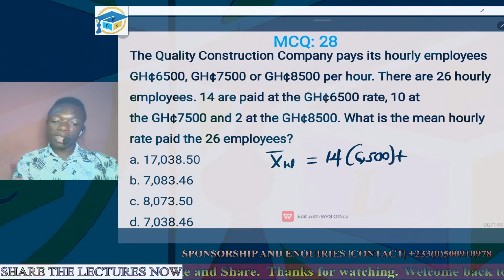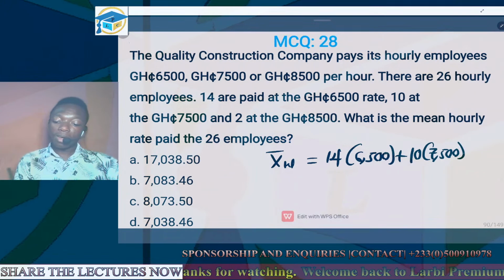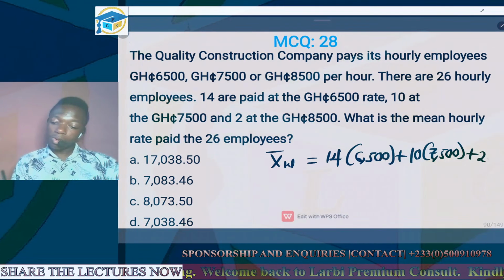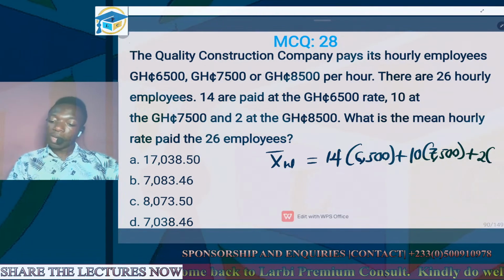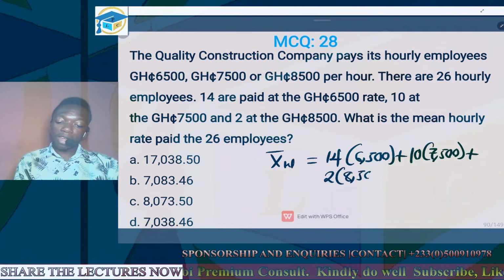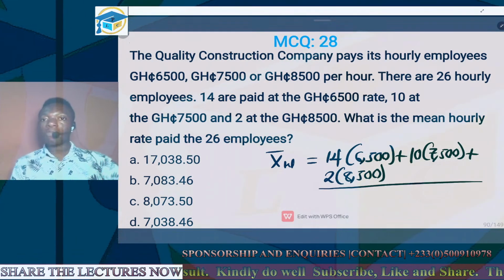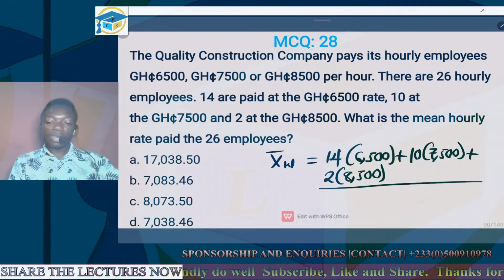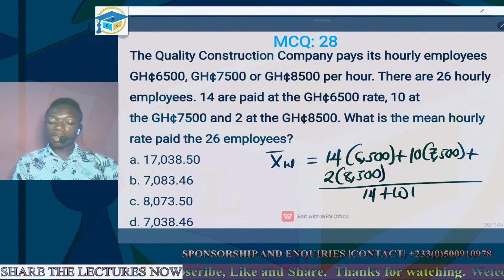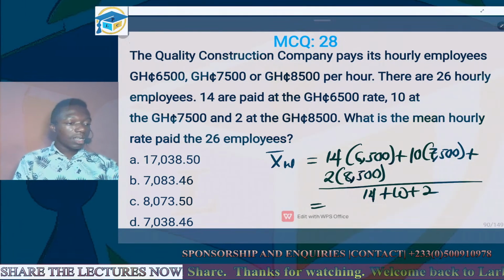10 multiplying 7,500, plus 2 multiplying 8,500. I hope you are following that. At the end of the day, we divide by the total number of employees, which is 26. So that's 14 plus 10 plus 2. And what are we getting?